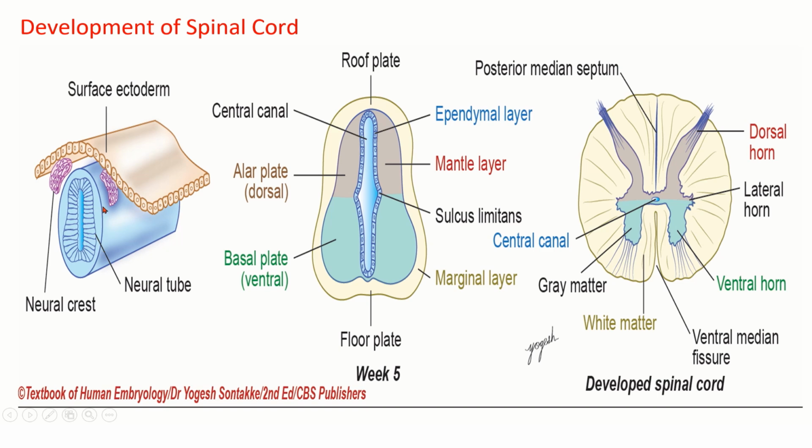You can see here this is the neural tube lined by the neuroepithelial cells. Neuroepithelial cells will differentiate to form the ependymal cells lining the central canal, and then the mantle layer, and then the marginal layer. So this mantle layer will further differentiate into alar plate dorsally and basal plate ventrally. The basal plate forms the ventral horn and the alar plate forms the dorsal horn.